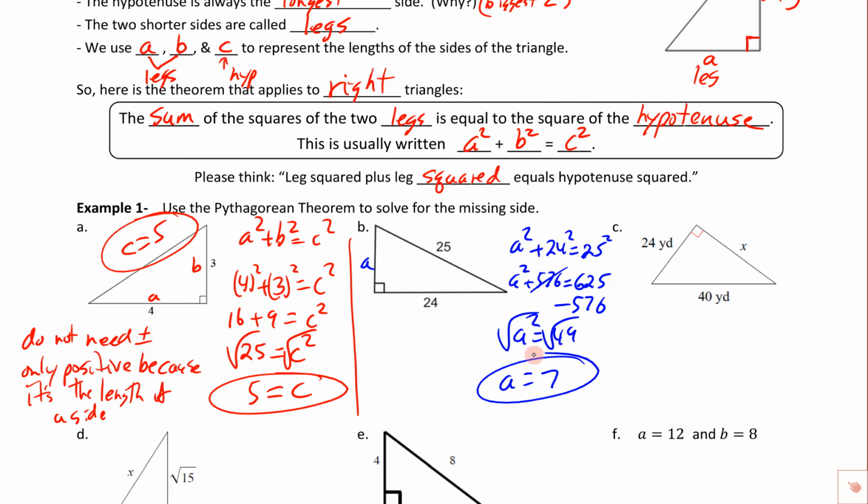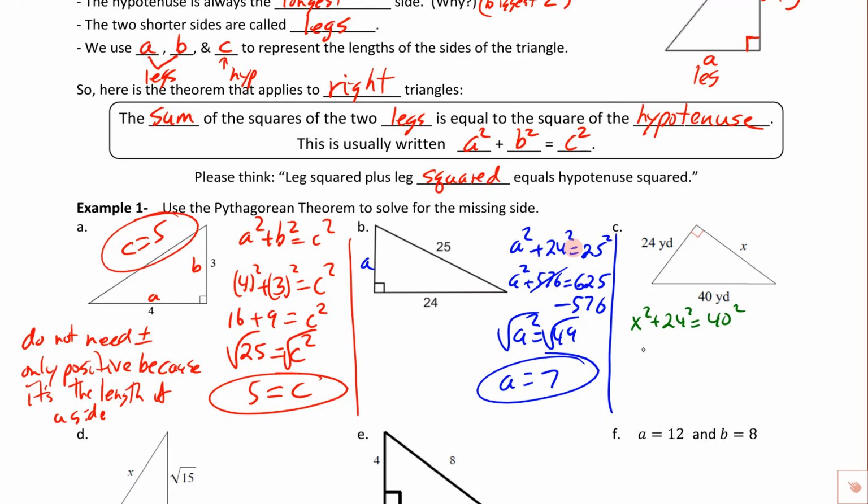Let's do another one. Numbers are a little bit bigger here. Again, you'll notice that on this particular problem they labeled this side as x. We don't have an x in the formula, but we do understand, this is why it's useful to think of leg squared plus leg squared equals hypotenuse squared. What we're missing right here has to be a leg because this is the right angle. That's got to be the hypotenuse. So we're going to write this down this way. We're going to do leg squared plus leg squared equals hypotenuse squared.